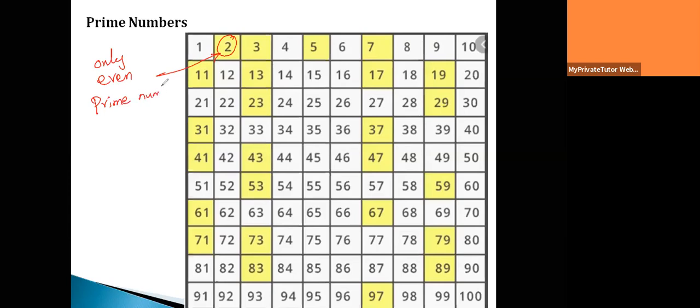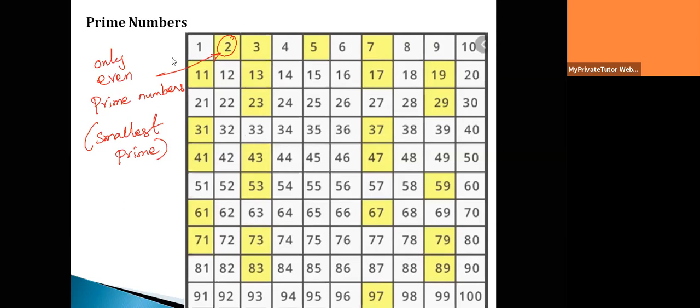You might get a question: what is the only even prime number? Which is 2. It is also the smallest prime number. 1 is not a prime number. The smallest prime number is 2. Prime numbers start from 2. And these are the prime numbers.